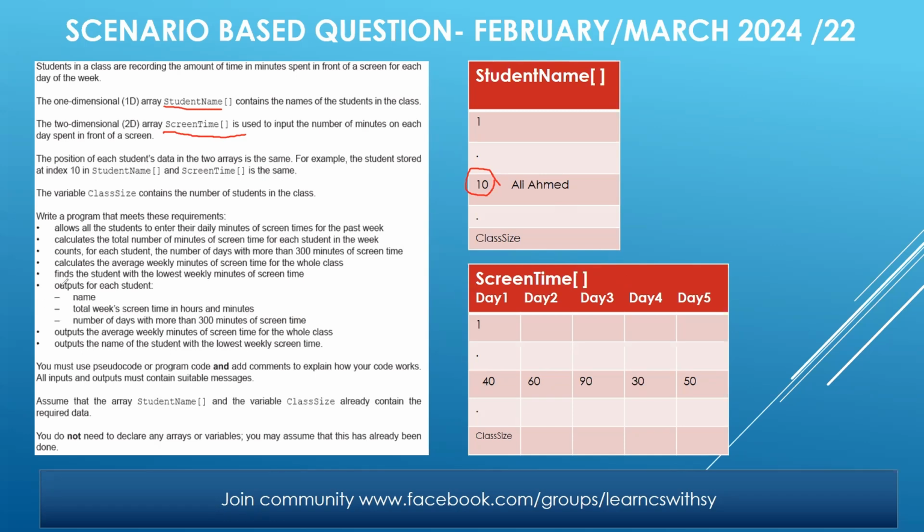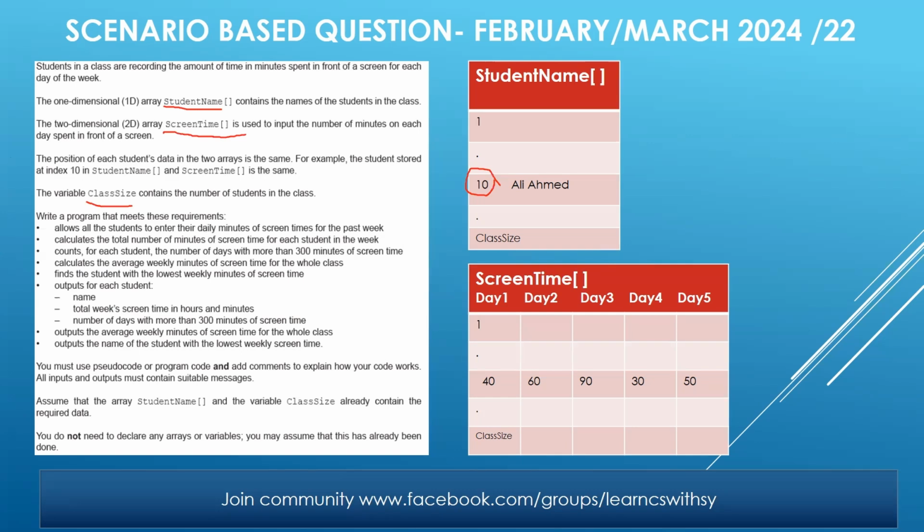The variable class size contains the number of students in the class. Now, a very important thing is they have mentioned class size is a variable, and this class size is holding the total strength of the class. That may vary definitely from teacher to teacher, from class to class. Some classes have lesser strength and some classes have more strength. So class size is the variable that is holding the number of students in the class. Any questions? Clear?